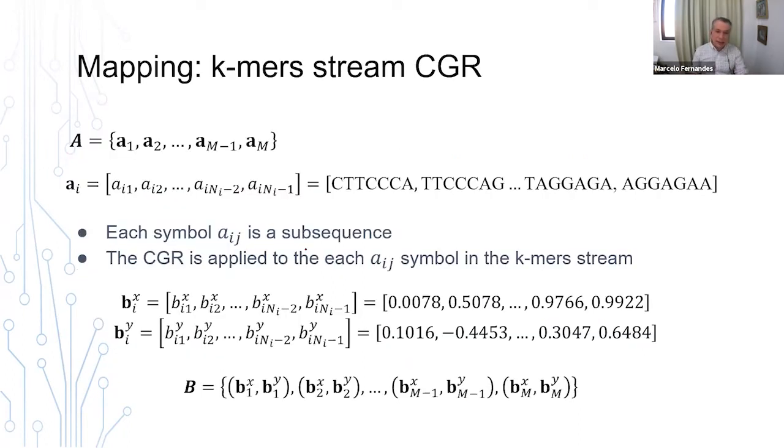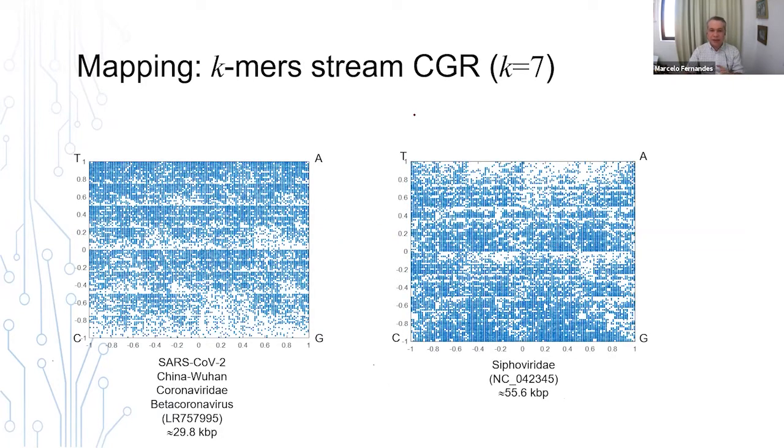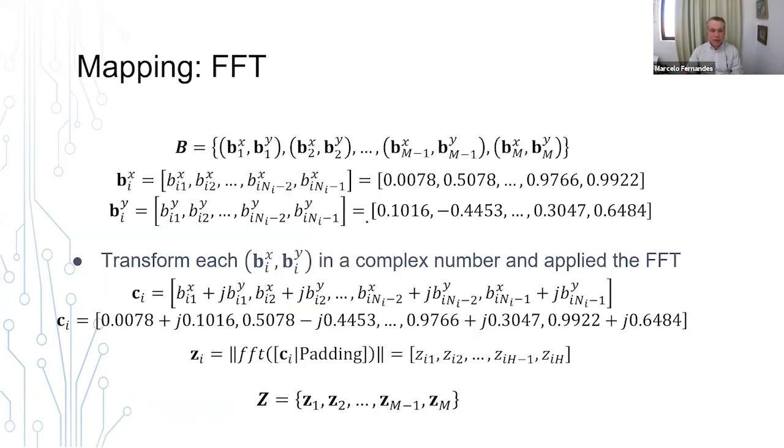So this is an expression that you can use for the Gauss game representation. Sorry, in this case I'm using K-mers together with Gauss game representation, because I can do that. I can mix the mapping strategies. I can create a mapping pipeline, several mappings in cascade. So in this case we have K-mers and CGR, Gauss game representation, and K is equal to 7. Other strategies that people have been using for mapping is the FFT, a fast Fourier transformation.